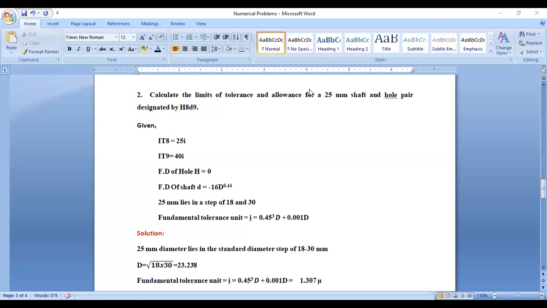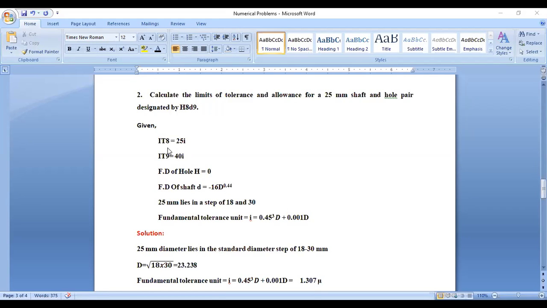So the problem statement is like this: calculate the limits of tolerance and allowance for a 25 mm shaft and hole pair designated by H8D9. As I said, the capital letter H stands for hole and 8 stands for the IT grade, and small letter D stands for the shaft, and the number 9 stands for again the IT grade, which means the tolerance grade. These are the given data which are essential to solve this problem or to calculate the limits of the shaft and hole.